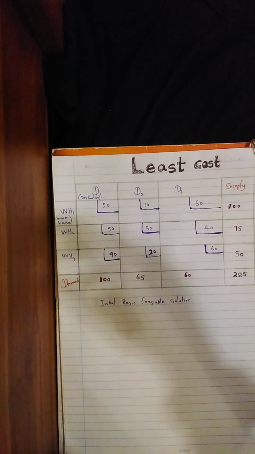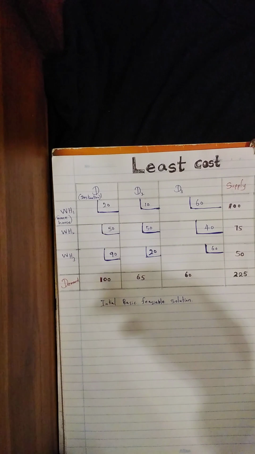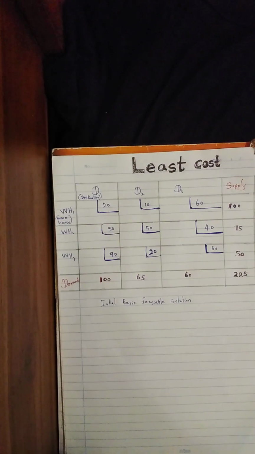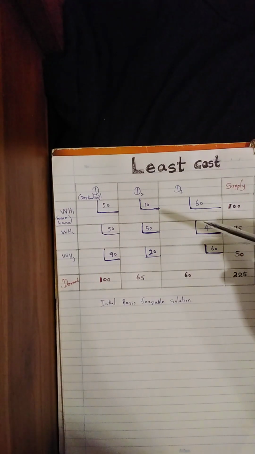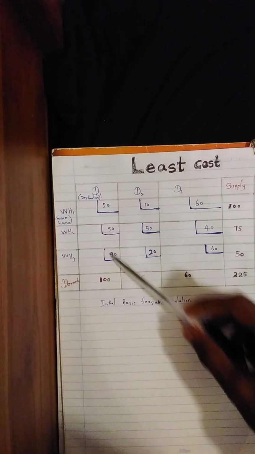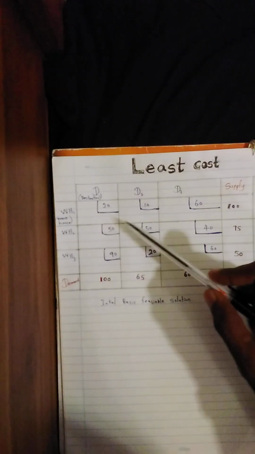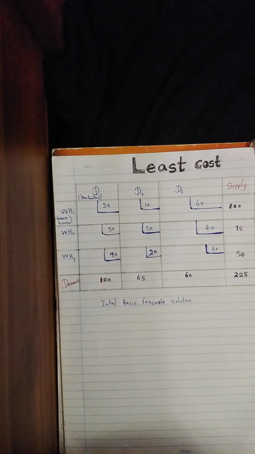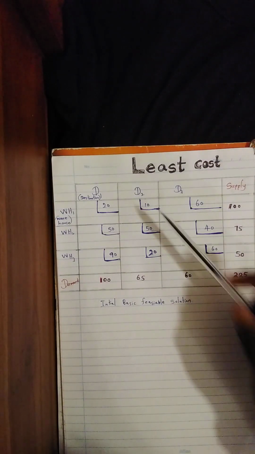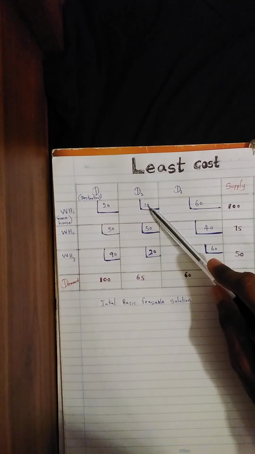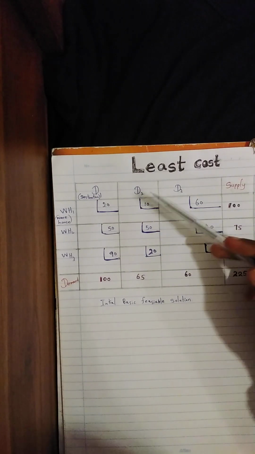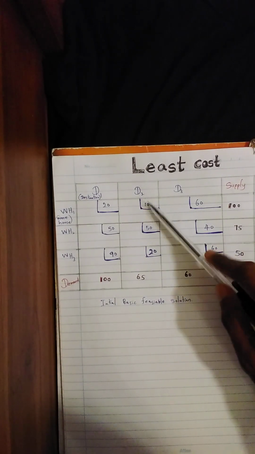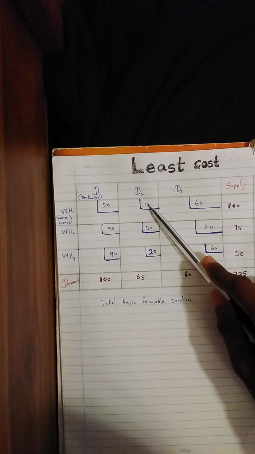Okay, let's start how to do these steps, how to do this question. Firstly, you have to find the least cost in these values. In this case you can see the least cost is 10. I think you are clear with that. Okay, this is the least cost.